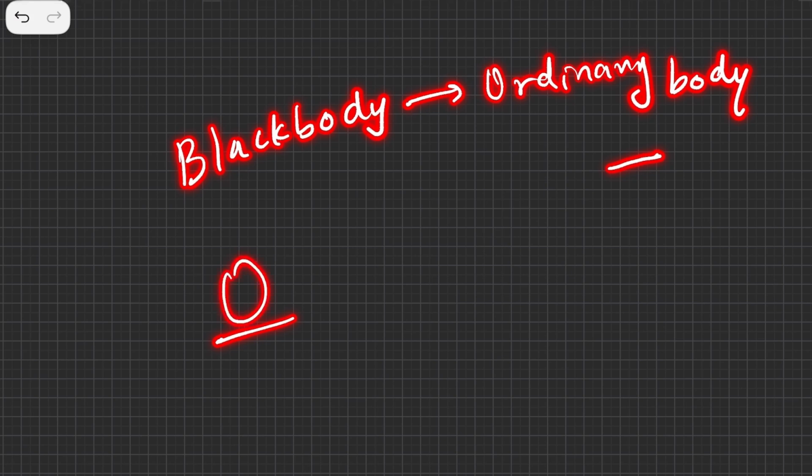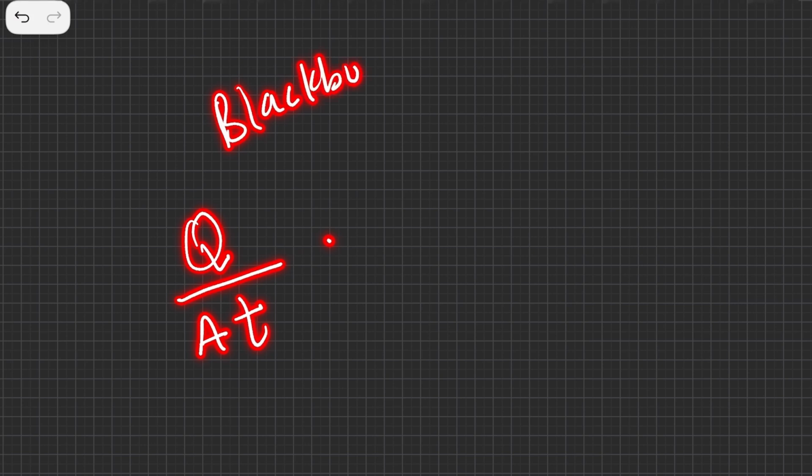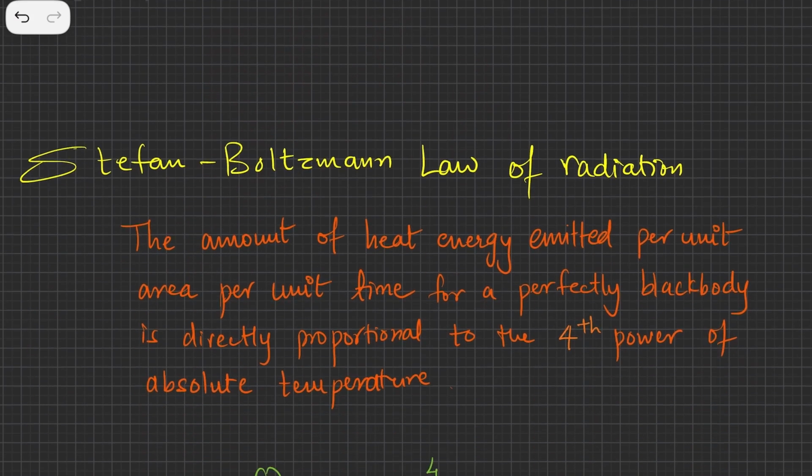Now what does it say? It says that the amount of heat energy emitted per unit area per unit time, so it should be in the denominator, for a black body is directly proportional to the fourth power of the absolute temperature. Very simple, you can repeat it with me. The amount of heat energy emitted per unit area per unit time is directly proportional to the fourth power of absolute temperature for a perfectly black body.